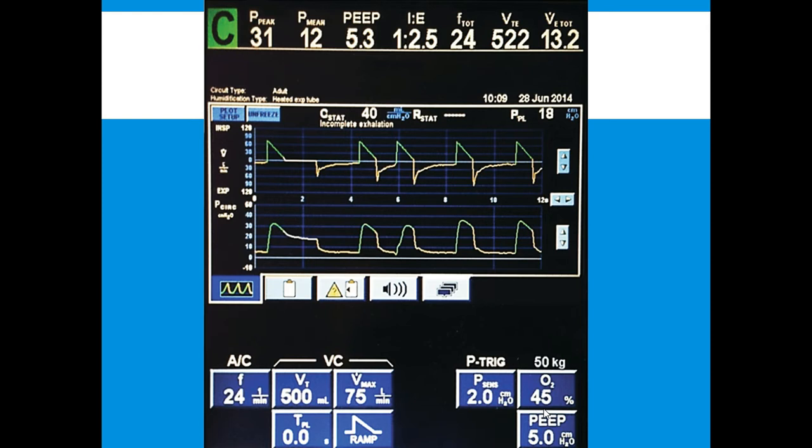So your IE ratio will vary with the type of disease process. If it's COPD, they might have a very short inspiration with a very long expiration. The goal really is to simulate a normal breathing pattern. 1 to 2 is a normal IE ratio.